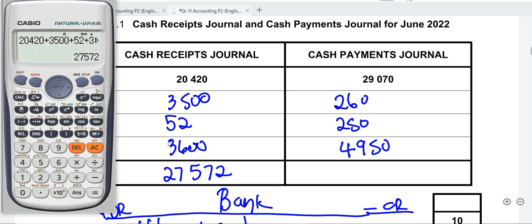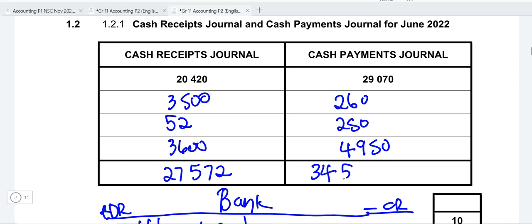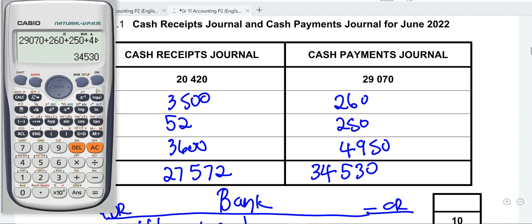So let's add the total of our cash payment journal. So our cash payment journal will be 29,070 plus 260 and then plus 250 plus 4,950, and then the total that we get is 34,530. So let's confirm our total so that we can be able to get the correct marks.